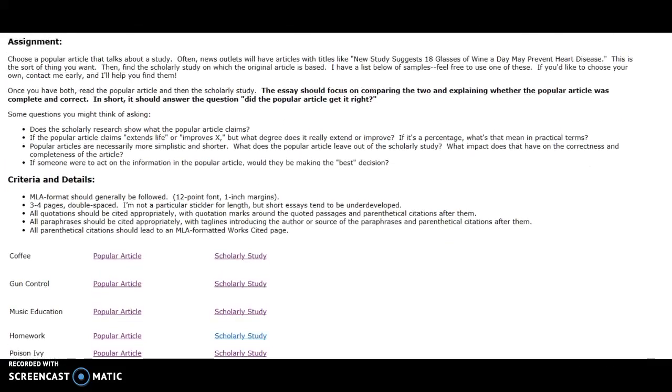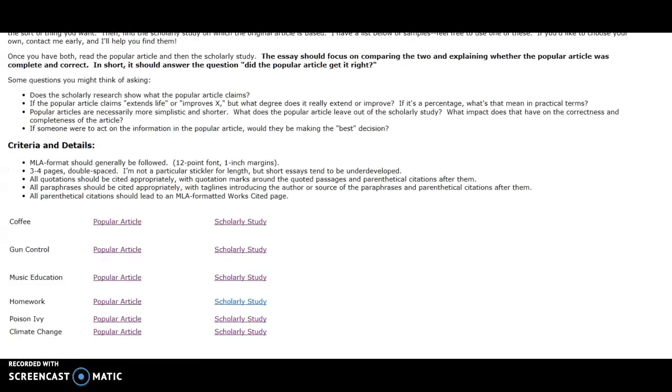Okay? The goal of the paper, after you've read both of those, is to answer the question: did the popular article get it right? Was it correct? Was it complete? Was it accurate? The essay should focus on comparing the two and explain whether the popular article is complete and correct, okay? I'll give you some possible questions you might want to think about here.